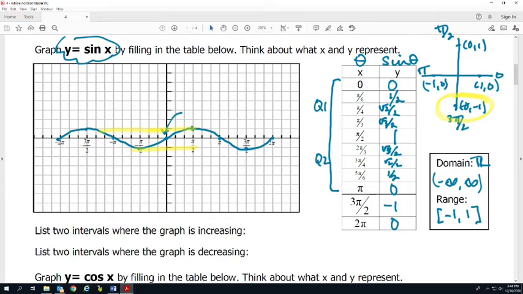All right, another key characteristic that we need to notice on our graph, let me erase some of this. Oh goodness, I erased the whole thing. Let me redraw it, sorry.